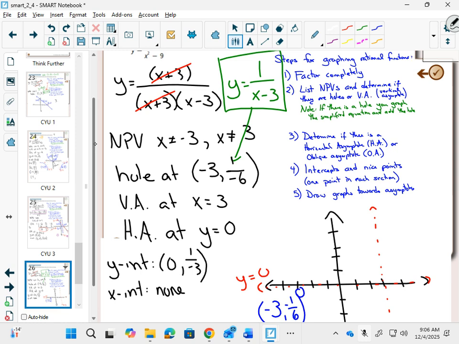Well, the numerator is 1. Can 1 ever equal 0? No.